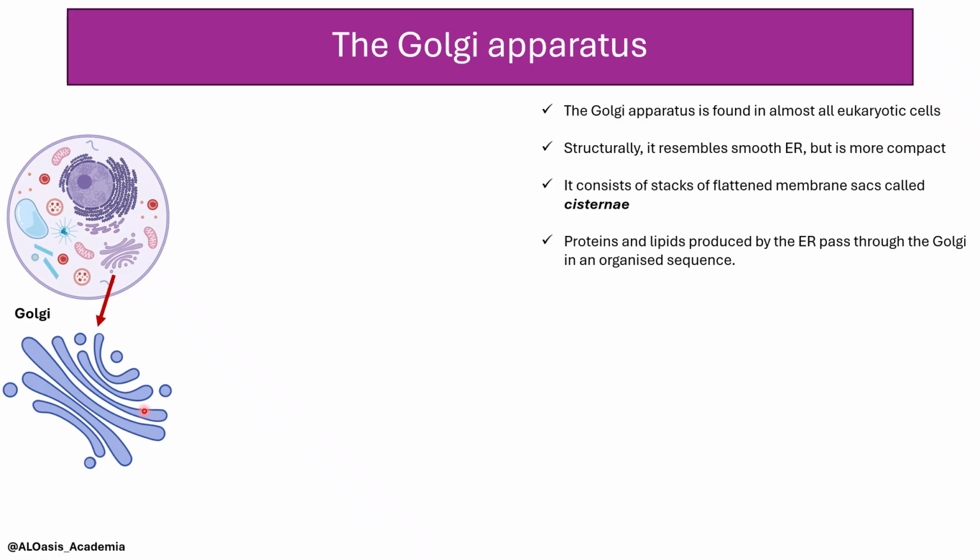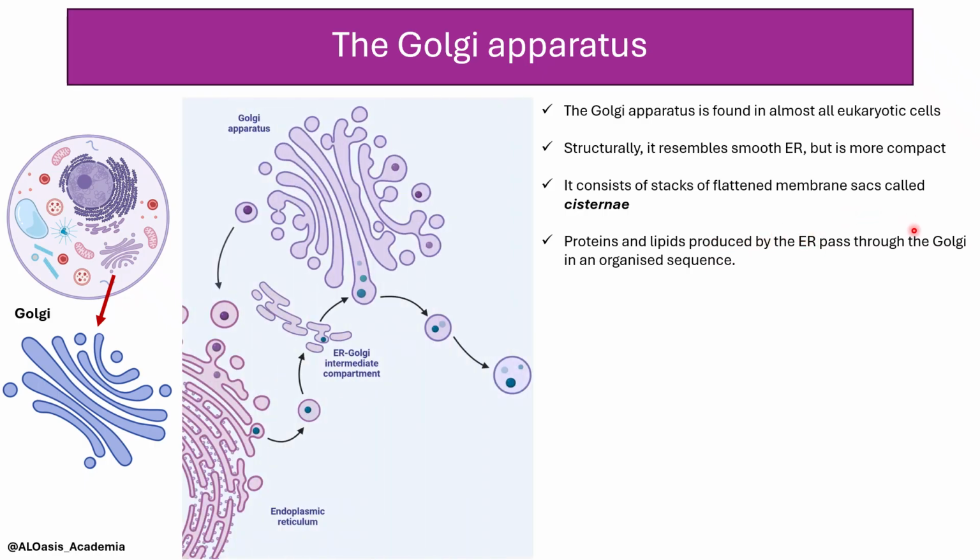One of the most important functions of the Golgi is that once the proteins and lipids are produced by the ER, whether the rough or the smooth endoplasmic reticulum, they pass through the Golgi in an organized sequence. So what do we mean by that? Let's have a look at this schematic. We have here the endoplasmic reticulum. We can see the rough endoplasmic reticulum, which has all these ribosomes bound to it, and then we have the smooth endoplasmic reticulum.